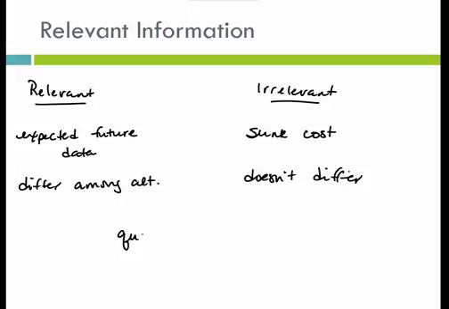We also have to factor in qualitative data as well as quantitative. In a lot of these questions we focus on the quantitative, but sometimes these qualitative things are just as important. So we'll work those in as we go.